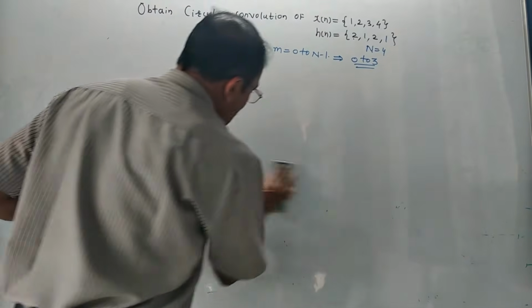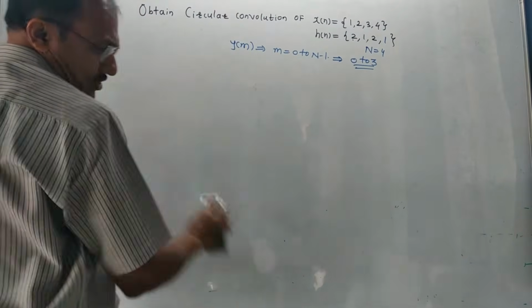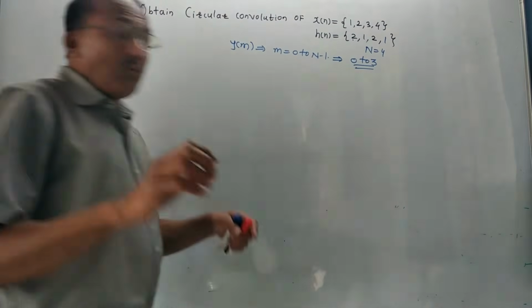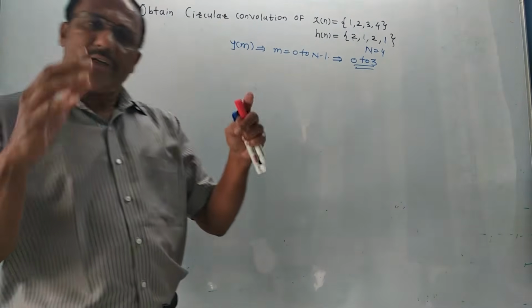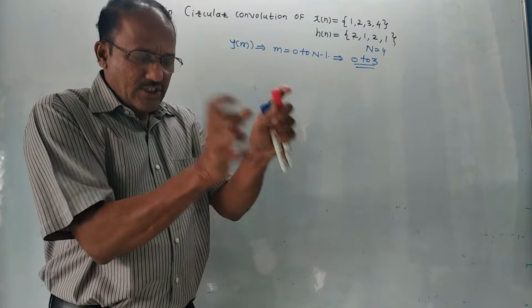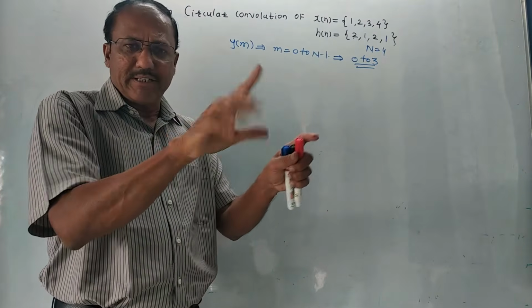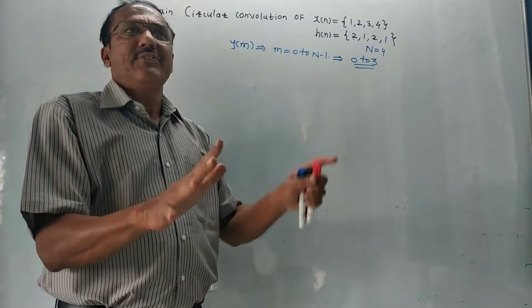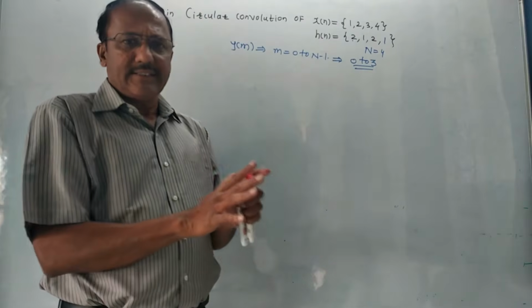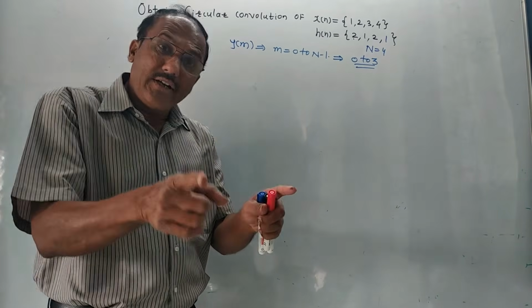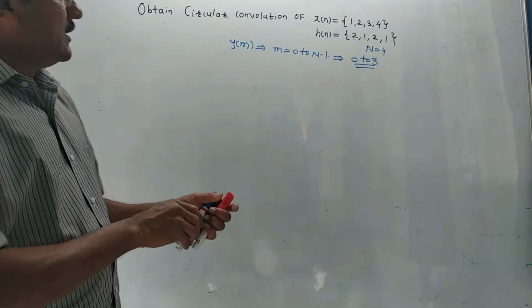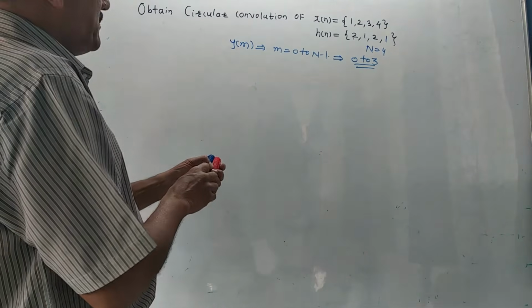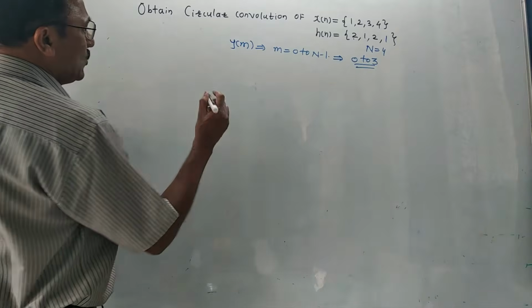We'll solve the same numerical so that you can cross check the answer. What we did in the graphical method, every time we kept the circle of x of n constant as it is. Initially we had drawn the samples of x of n in anticlockwise direction. After that, every time that circle is kept constant, and we rotated the circle of h of n for every calculation. Now, in the matrix method, directly you can do the calculation.